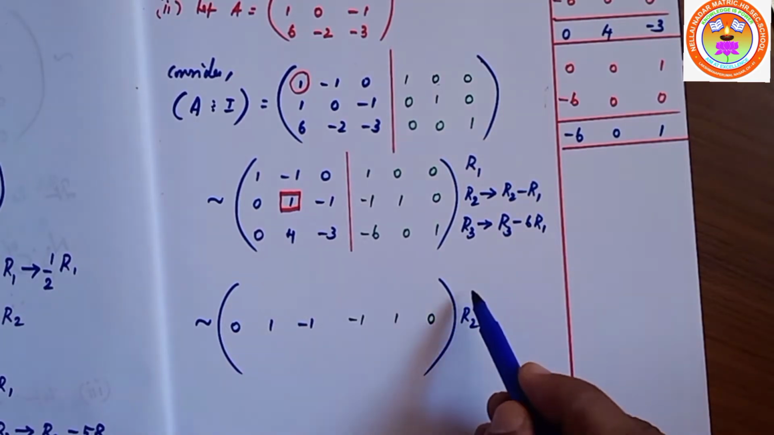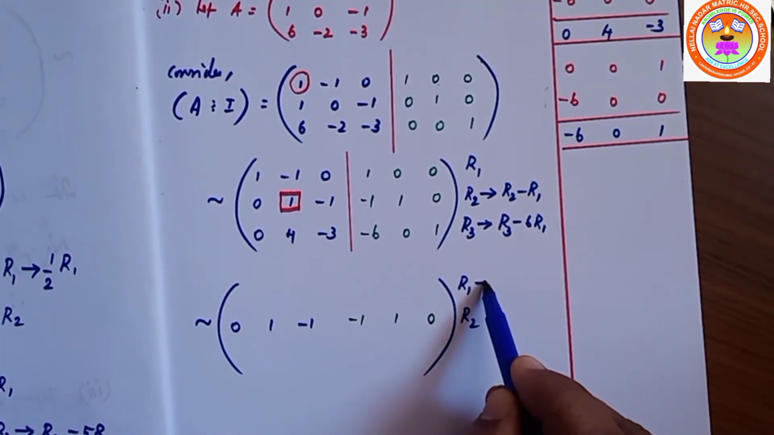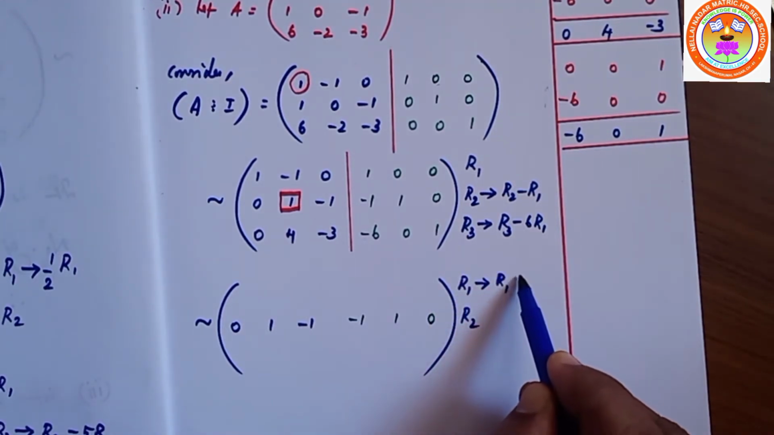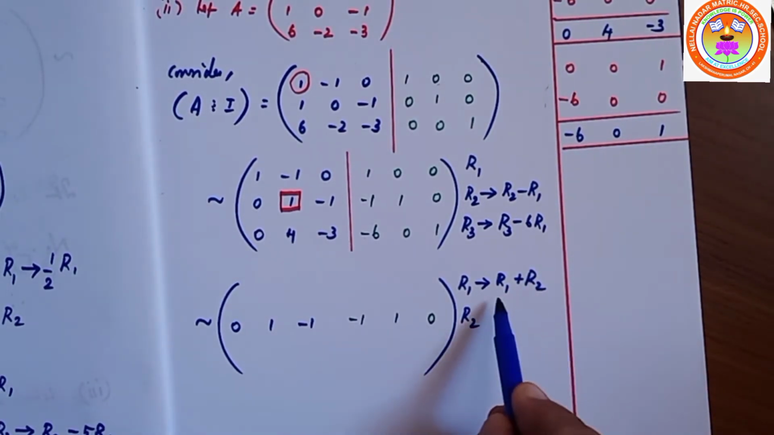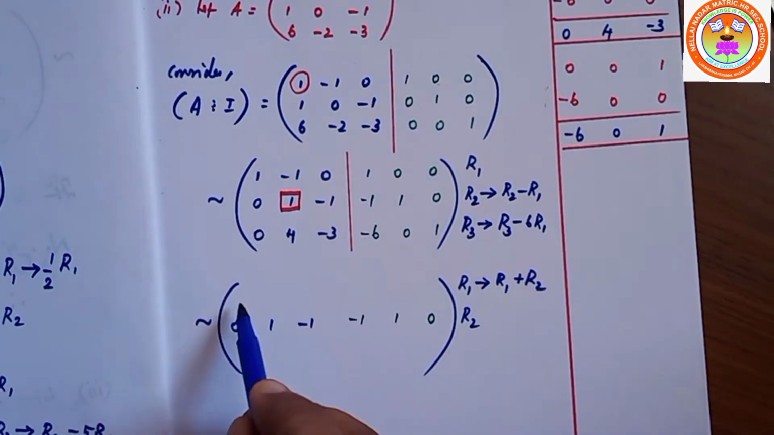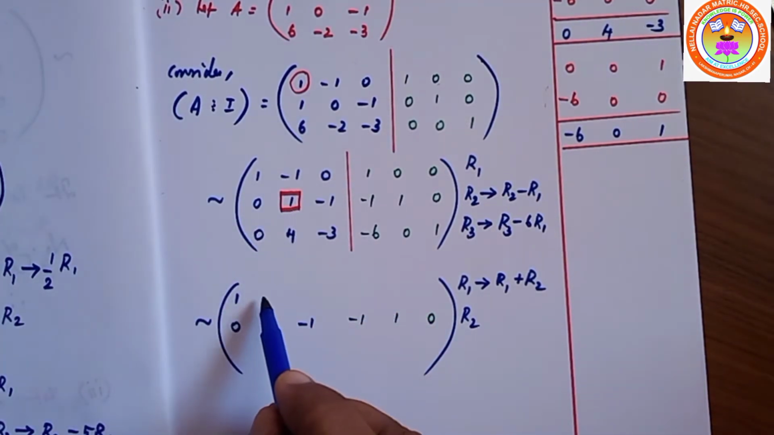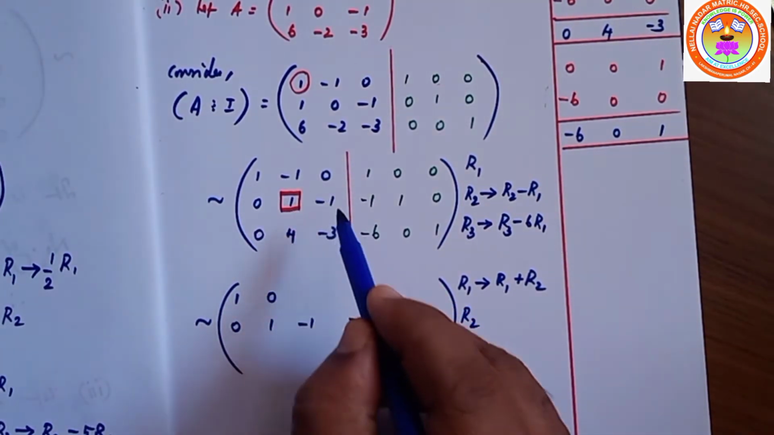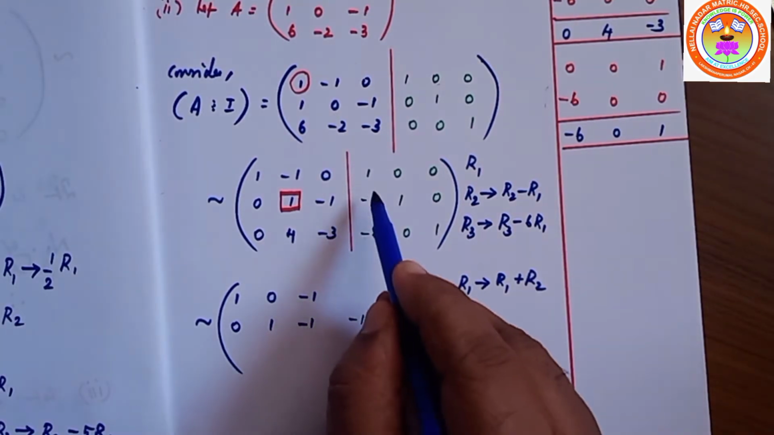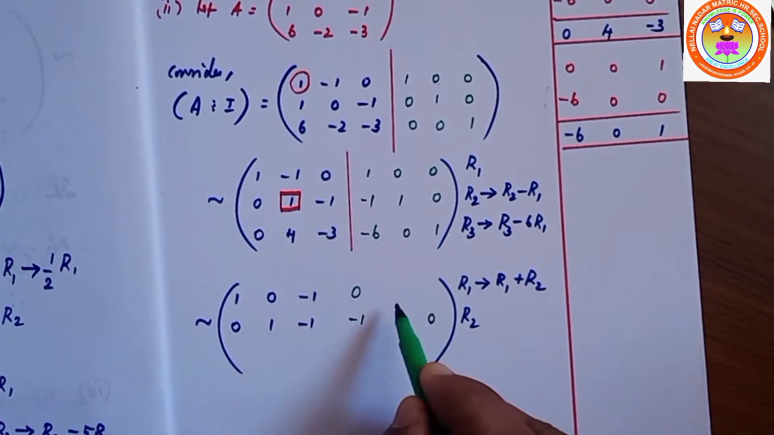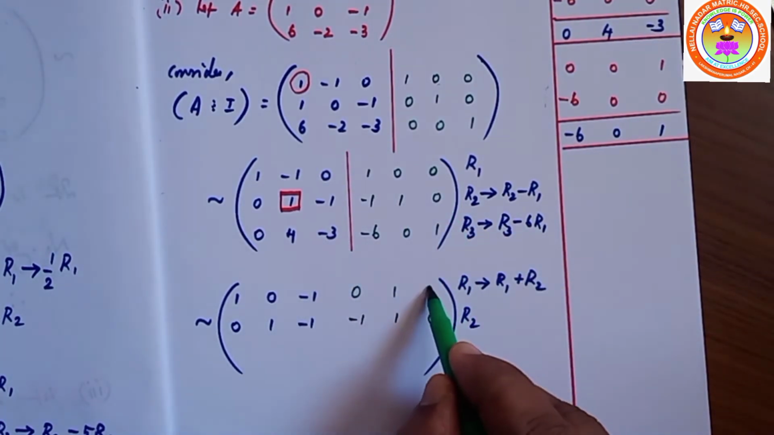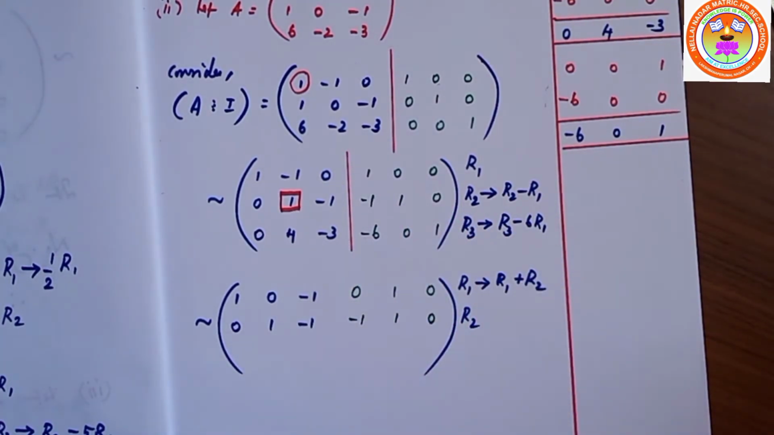So R1 implies R1 plus R2. Direct addition, R1 plus R2. 1 plus 0, 1. Minus 1 plus 1, 0. 0 minus 1, minus 1. 1 minus 1, 0. 0 plus 1, 1. 0 plus 0, 0. Okay.